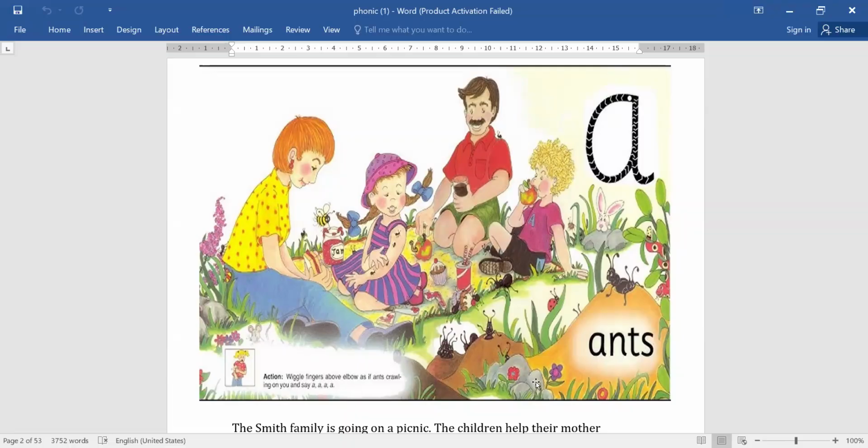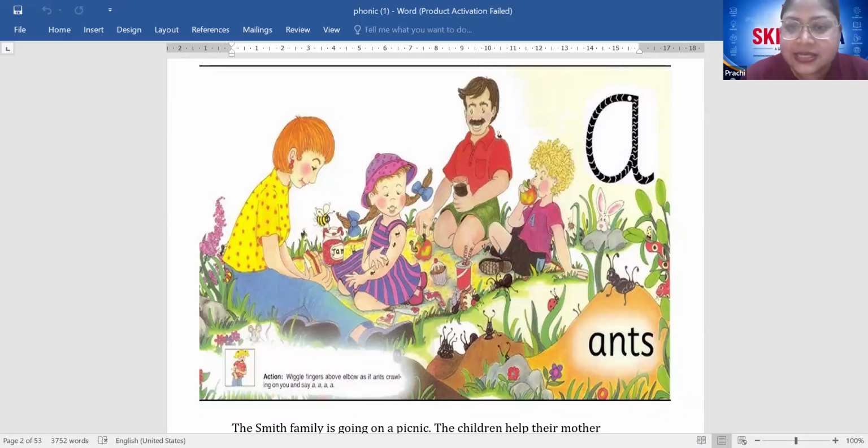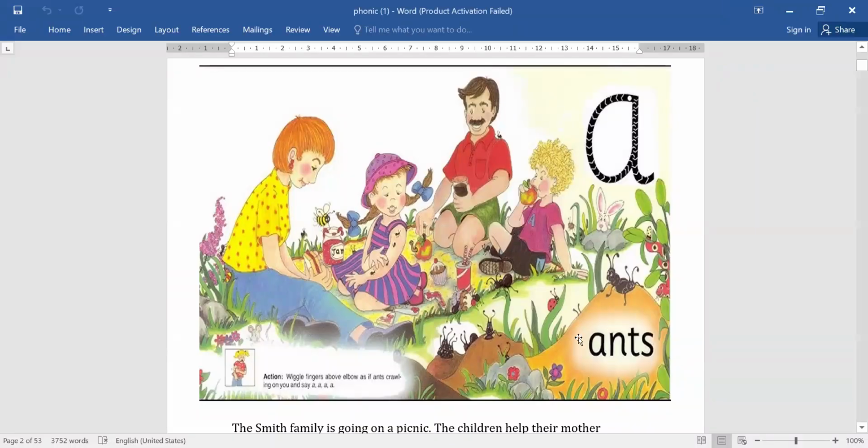Right or wrong? Right. Then what are you going to say? Then the next question: how many children can you see in this picture? Two. One girl, one boy, they are going to tell. Now, can you find out any insect in this picture? Yes, we can find many ants in the picture.